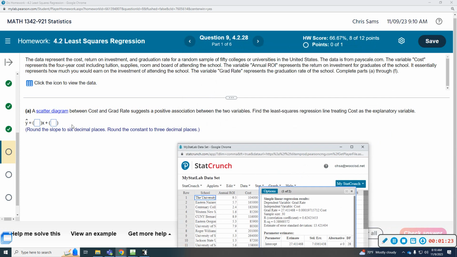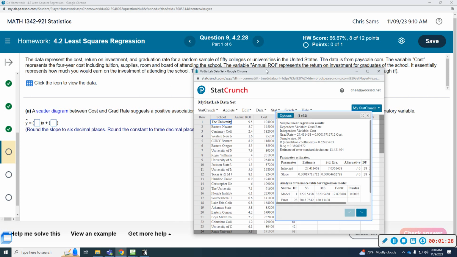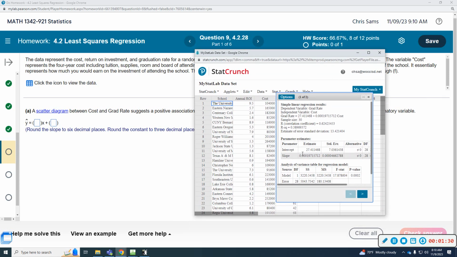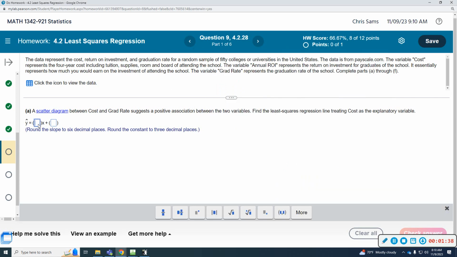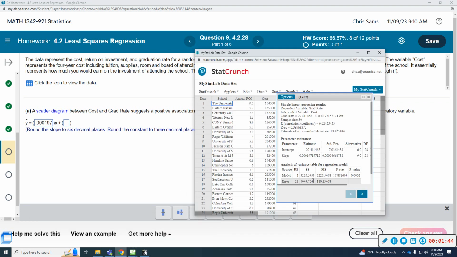And what do we want to do? We want to round slope to 6 decimal places and the constant to 3. So we're going to go 6 decimal places here. So we got 0.123197. As far as the constant, we want to go to 3 decimal places there. So we got 27.411.